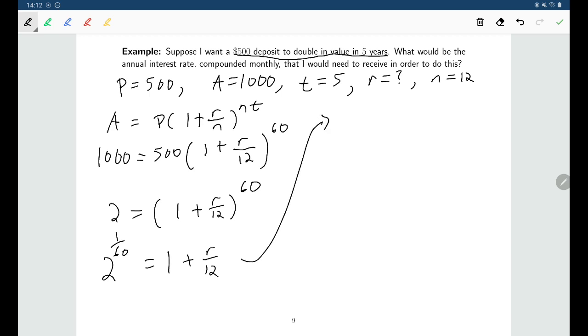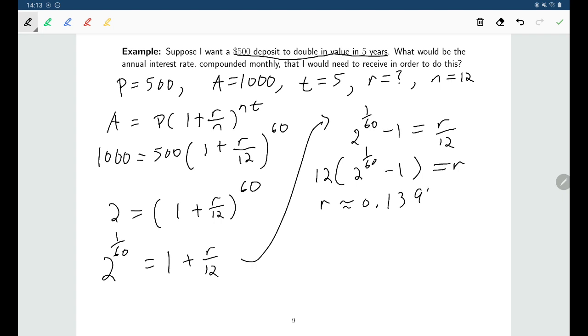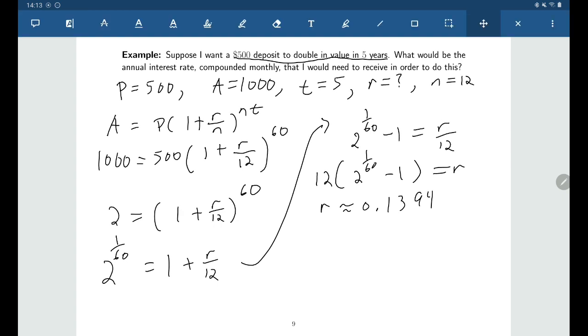So let's move the 1 to the other side, and then multiply both sides of this equation by 12. And then we just need to find out what r is here, and I find that r is approximately 0.1394. So that means, as far as what interest rate I need, I need an interest rate of 13.94%.